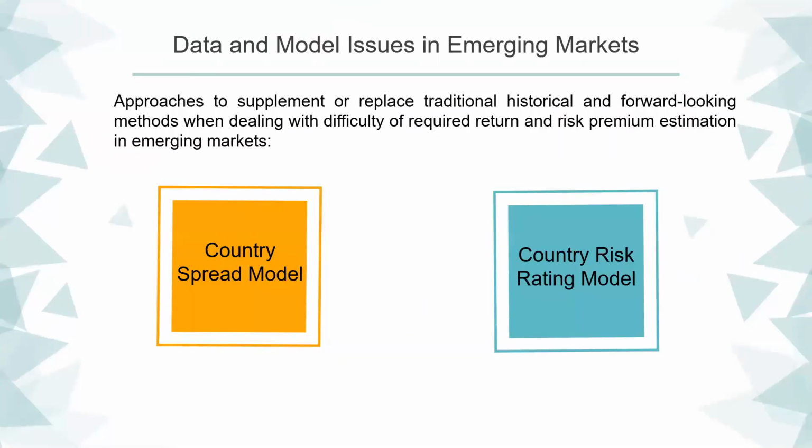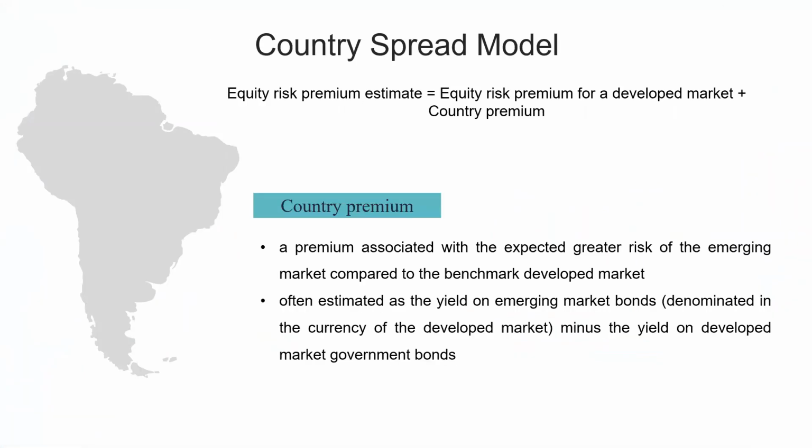Next, data and model issues in emerging markets also concern the analysts. There are two approaches to supplement or replace traditional historical and forward-looking methods when dealing with the difficulty of required return and risk premium estimation in emerging markets, which are the country spread model and the country risk rating model. Firstly, the country spread model states that the equity risk premium estimate for an emerging equity market equals the equity risk premium for a developed market plus the country premium.